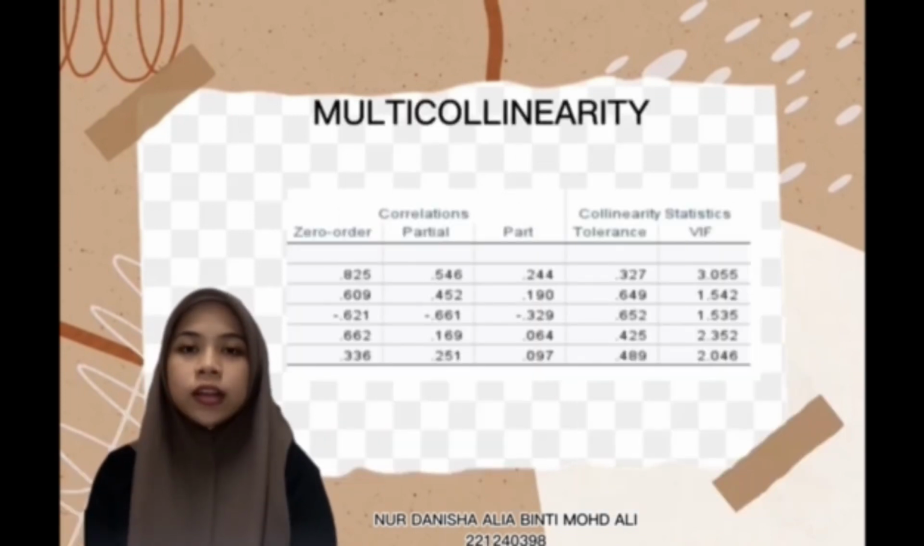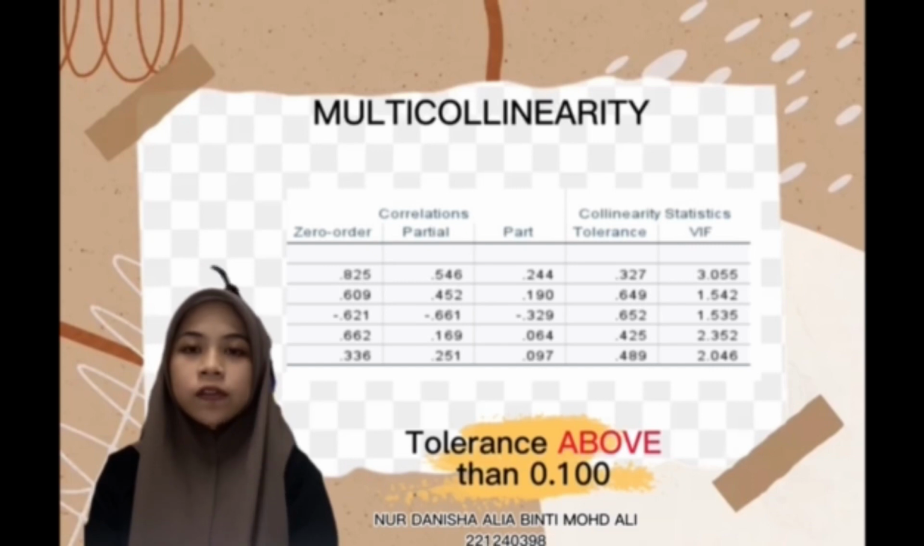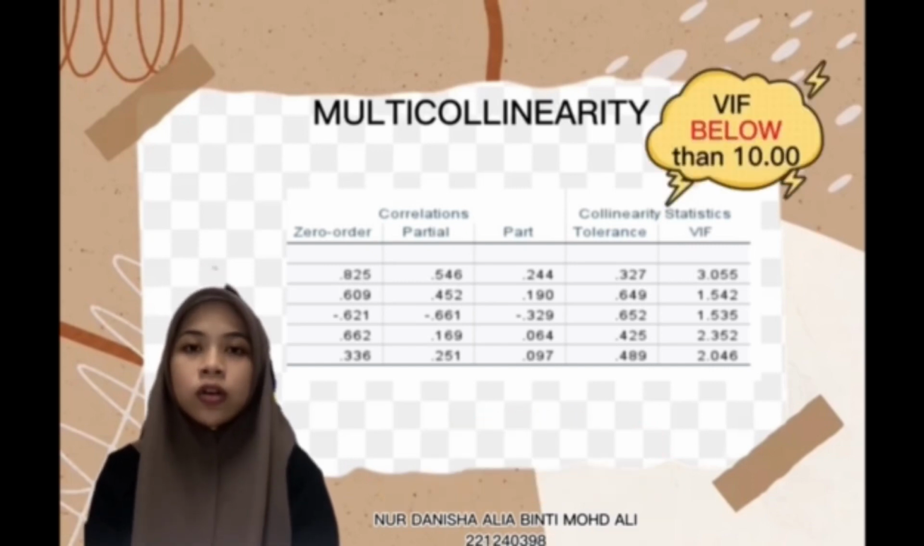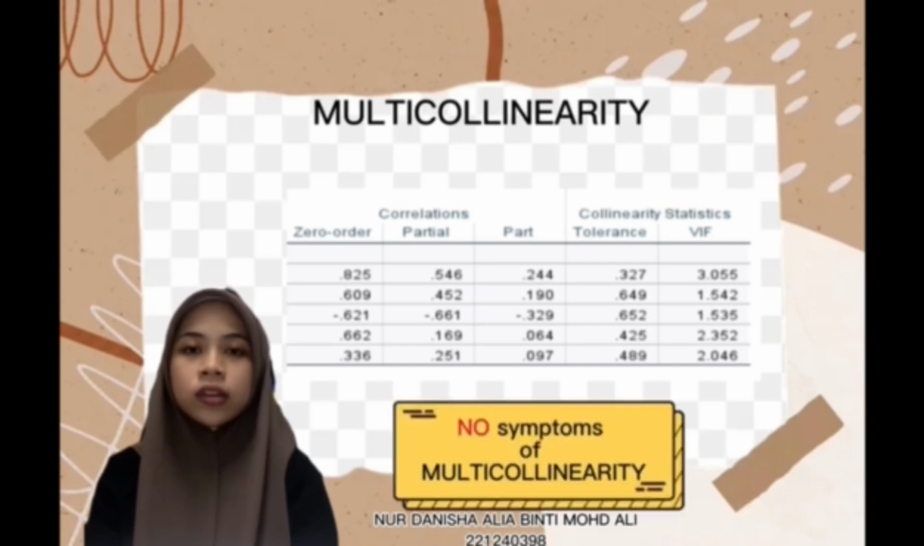For multicollinearity, we can see through the coefficient table that the tolerance values for X1, X2, X3, X4 and X5 are above 0.100, and the VIF values for X1, X2, X3, X4 and X5 are below 10.00, so it can be concluded that there are no symptoms of multicollinearity.